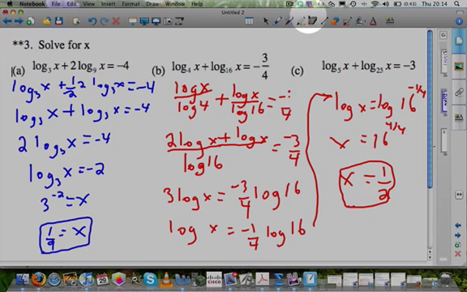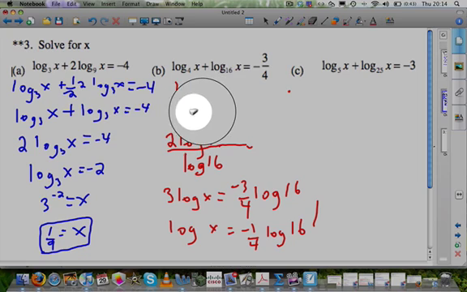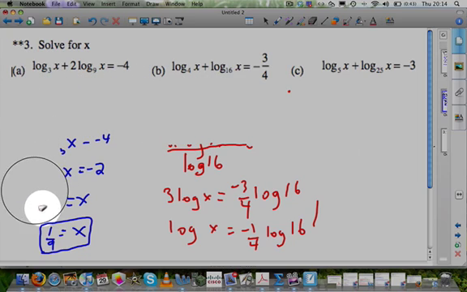Can't remember, I think this, there we go. Look at that giant eraser, very impressive.